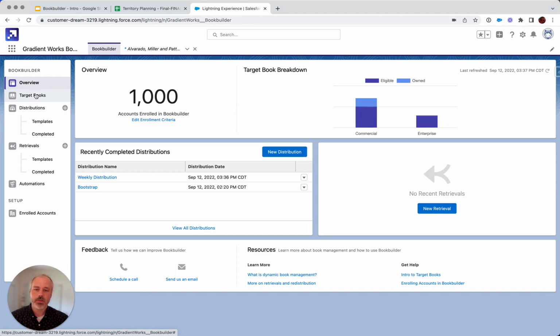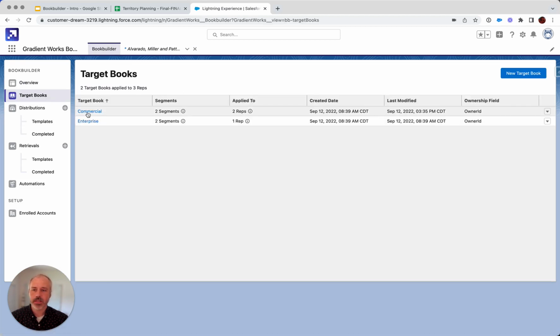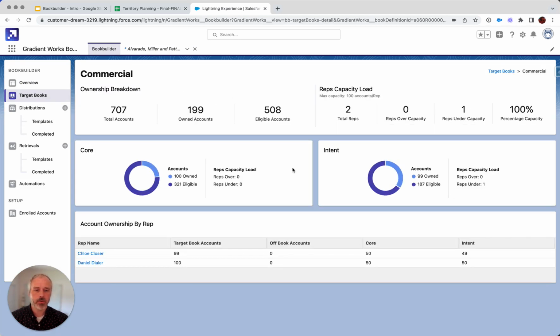And so the reps are going to continue in that process now for the next couple of weeks. And what we'll see is that, for example, Chloe and Daniel and the rest of them are going to work these accounts, and they're going to get lower and lower, and they're going to be in need of more accounts. Now, what's going to happen is, a couple weeks later, Ron comes back and takes a look at his commercial reps. Now, everybody's still got plenty of accounts in their book.